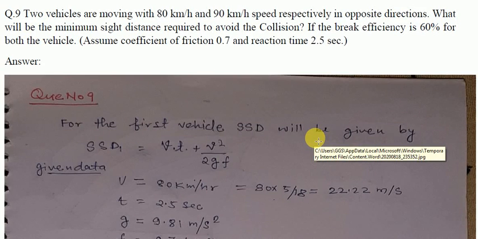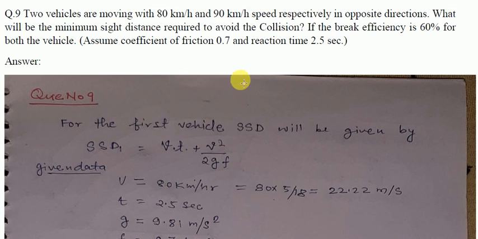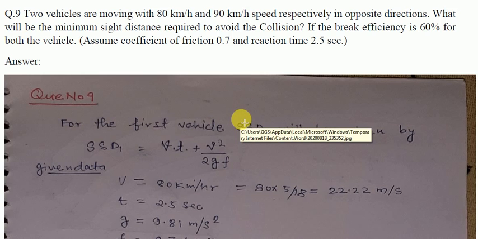Next is question number 9. Two vehicles are moving with 80 km per hour and 90 km per hour speed respectively in opposite directions. What will be the minimum sight distance required to avoid the collision if the brake efficiency is 60% for both the vehicles? Assume coefficient of friction as 0.7 and reaction time as 2.5 seconds. So let's solve this question.